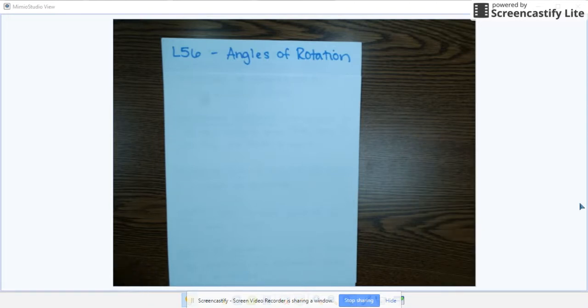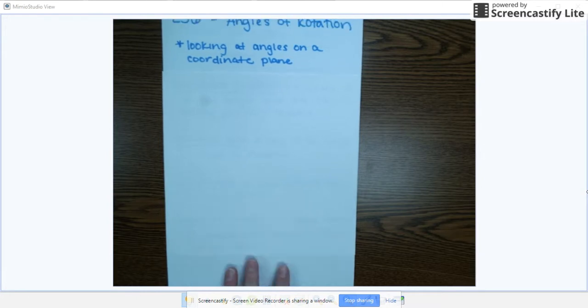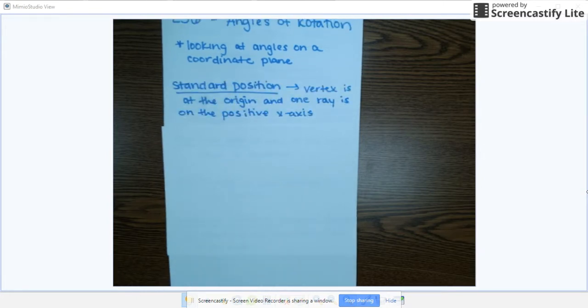All right, today we're looking at angles of rotation. So when we look at these angles, we're going to be looking at them on a coordinate plane. The first thing we want to talk about is that our angles have standard position. When they're in standard position, that means the vertex is at the origin on our coordinate plane, and one of the rays is on the positive x-axis.